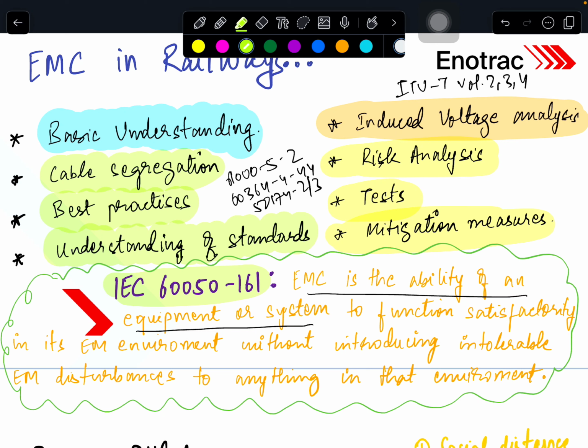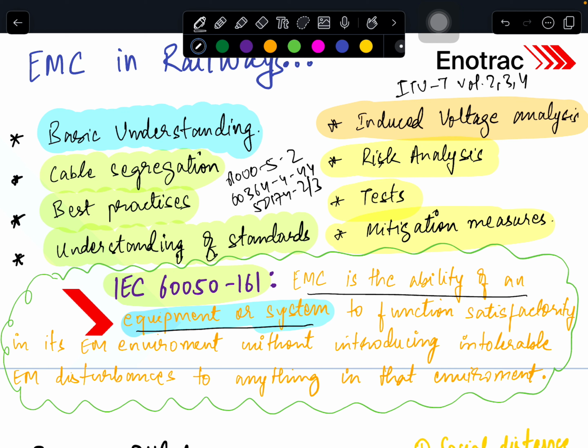Very important to note, it is not only equipment but it is also telling that equipment or the system, sorry for choosing the wrong color. So basically not only your equipment shall be compliant but your whole railway system shall be compliant, or whole subsystem which you are making, whether it's power or signaling or telecom or MEP, all shall be compliant. Then only you will achieve EMC, not only by providing equipment which is compliant.